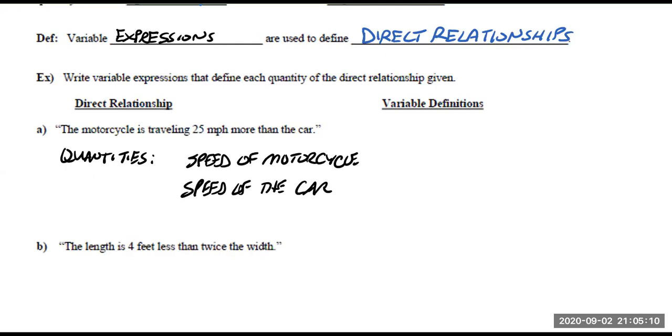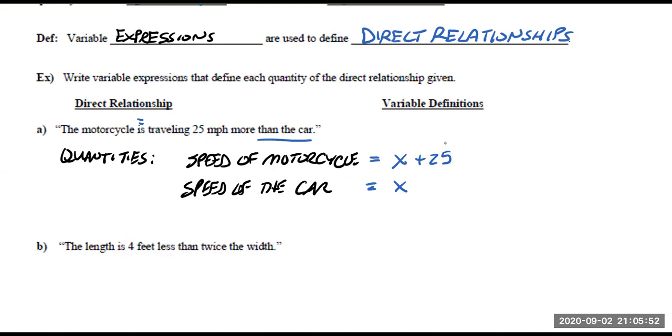So if we think about how this is written, then we can use a variable definition. It says the motorcycle is traveling 25 miles per hour more than the car. So if we let the speed of the car equal x, so x is the speed of the car, then the speed of the motorcycle is 25 miles per hour more than that. So now I can write the speed of the motorcycle as x plus 25. These would be the variable definitions of that direct relationship.